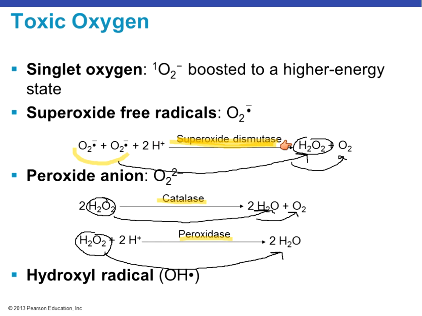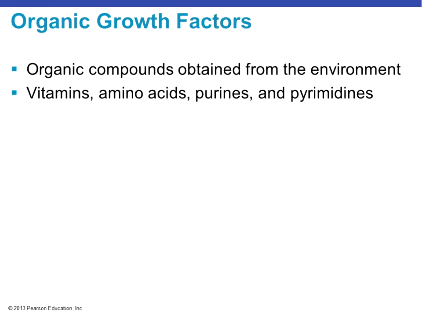Superoxide dismutase takes that superoxide free radical and turns it into hydrogen peroxide. Catalase breaks down hydrogen peroxide. Peroxidase breaks down hydrogen peroxide.